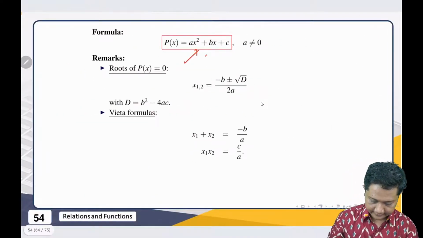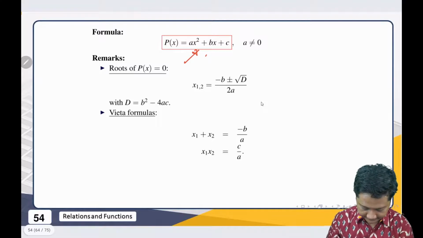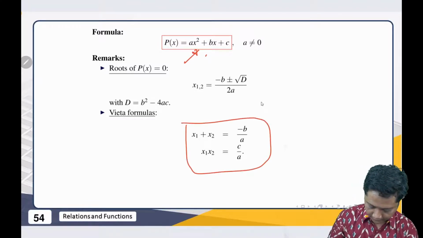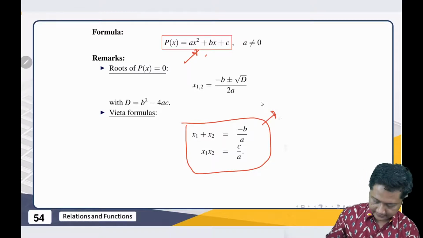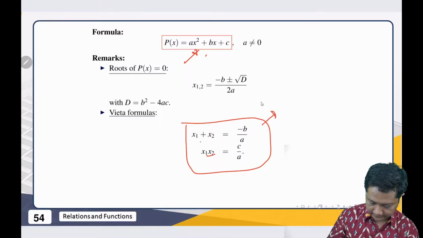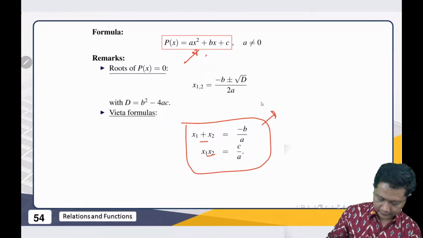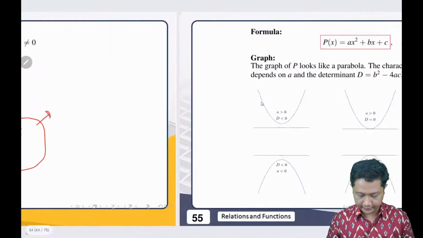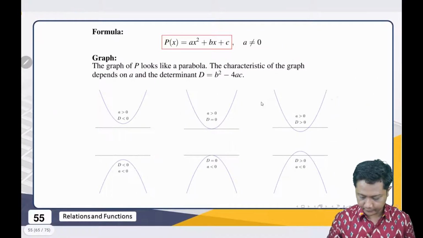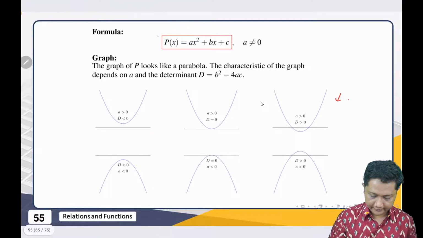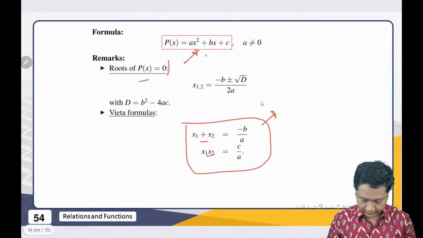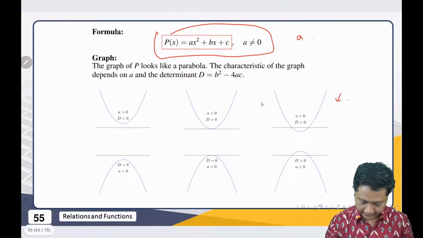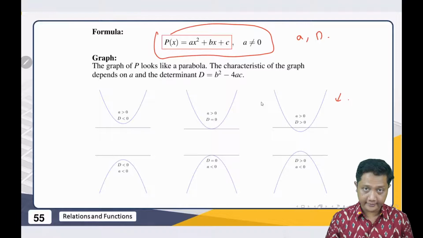And this one is the quadratic function. And remember the Vieta formulas to find the sum of the roots and also the product of the roots. Okay, these are the roots. I think you are already familiar with this. And there are 6 possibilities. This is the formula. Then it depends on our a, and also the discriminant D.